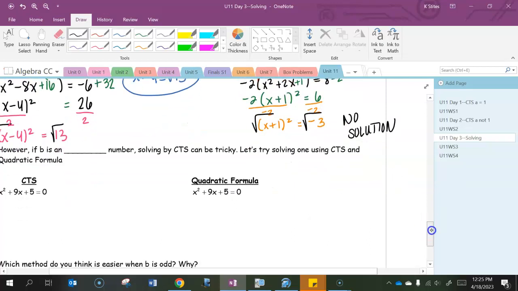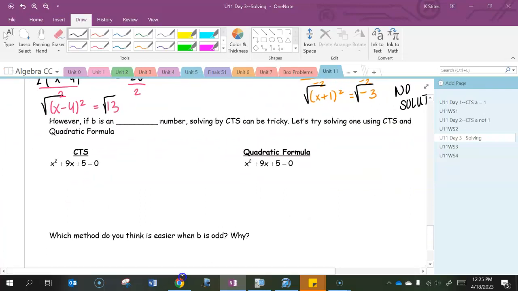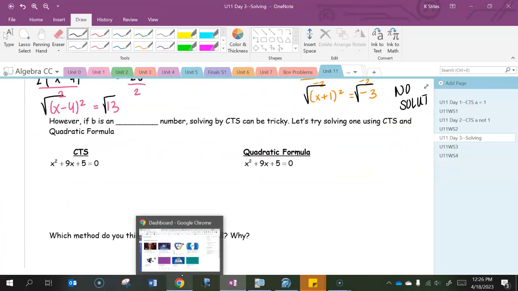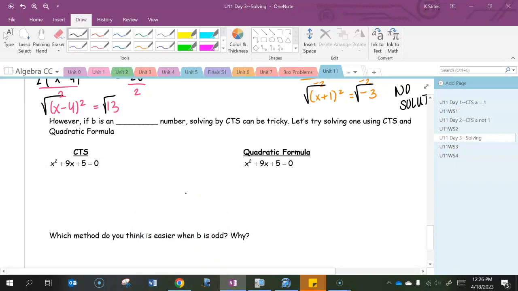All right, the last thing we're going to talk about is quadratic formula compared to completing the square. All of these problems that we have done have been fairly straightforward, and that's because our b value is an even number. But if b is an odd number, solving by completing the square can be way trickier. Okay, in fact, quadratic formula is definitely your better option. So let me show you.